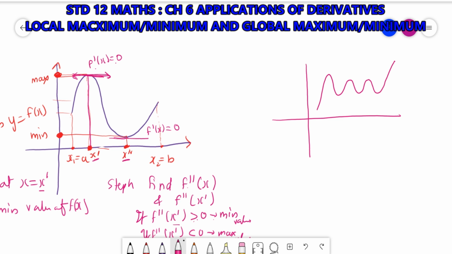Okay. So now see, how many points? 1, 2, 3, 4, 5 and 6. So you will get 6 values of x such that f dash x is equal to 0. Okay, now let me limit it. Let me write down in short.